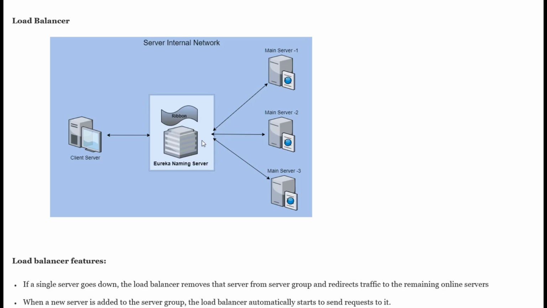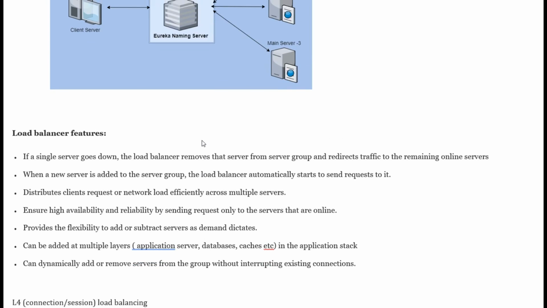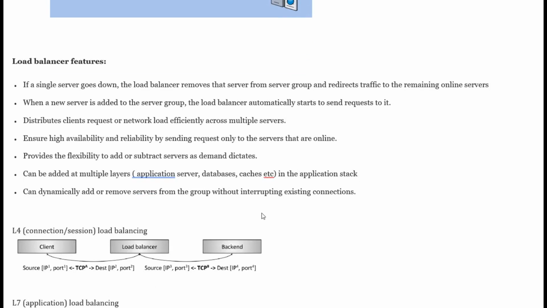Before going to these types of load balancing, we will learn about the benefits of load balancing. The load balancer features are like this: if a single server goes down, the load balancer removes the server from the server group and redirects traffic to the remaining online servers. From this, we will achieve 100% availability. So the client will not get errors like service not available, and your users will be satisfied because your service is available 24/7.